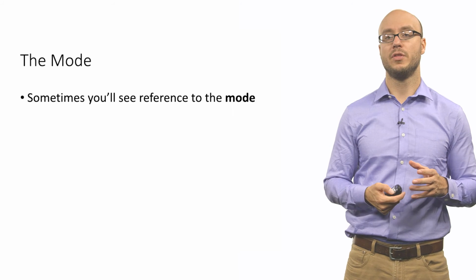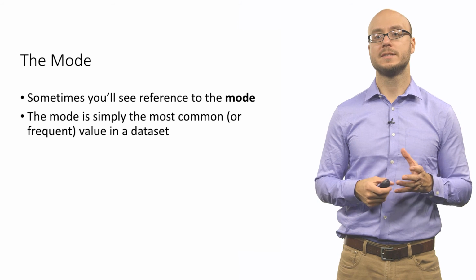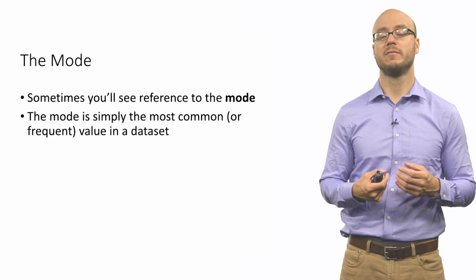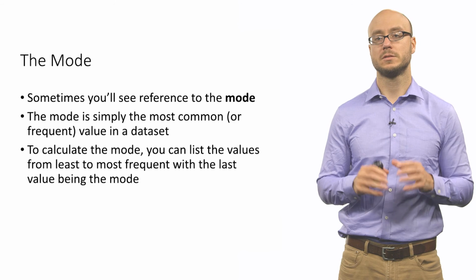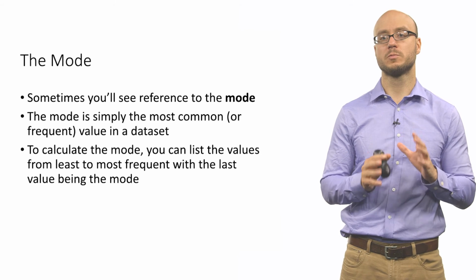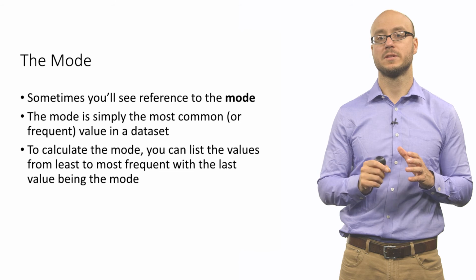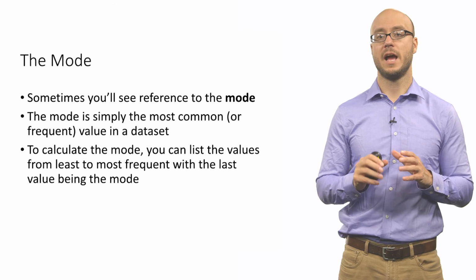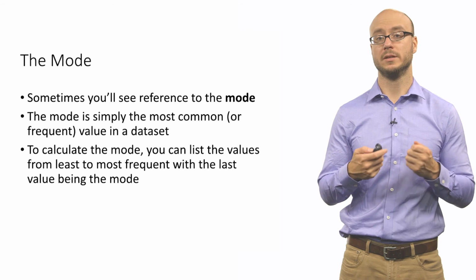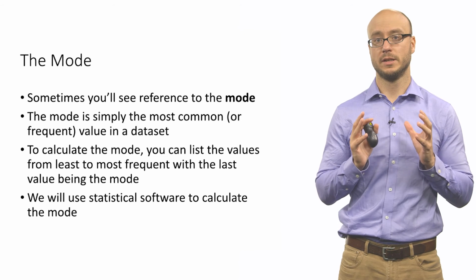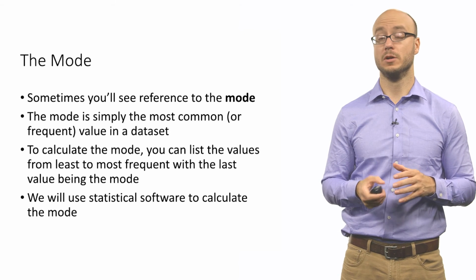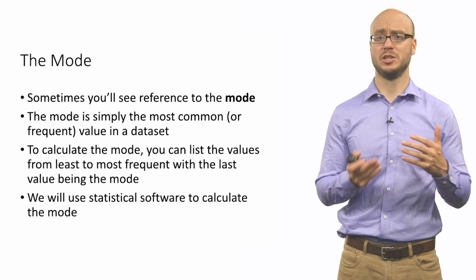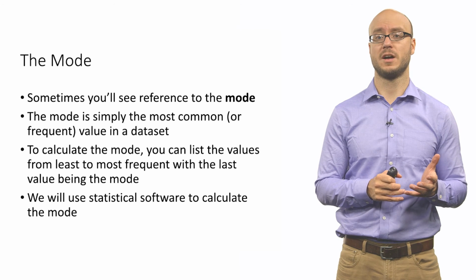Now, we've talked about the mean and the median. Another common measure that is usually lumped in with measures of central tendency is something called the mode. The mode is simply the most common or frequent value in a data set. To calculate the mode, you first list the values from least to most frequent, and then that last value will be the mode. Typically, we will use statistical software to calculate the mode.